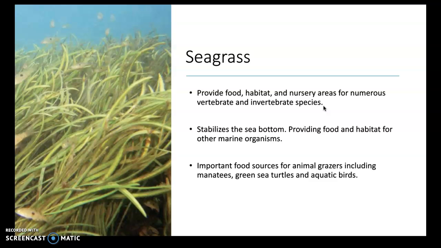Seagrass. Seagrasses are very important ecosystems and habitats surrounding mangroves. They provide food, habitat, and nursery areas for numerous vertebrate and invertebrate species. They stabilize the sea bottom, providing food and habitat for other marine organisms, and important food sources for animal grazers, including manatees and green sea turtles. And aquatic birds are found in seagrass.